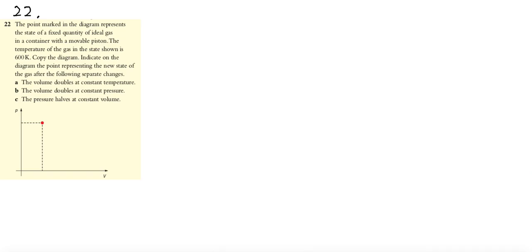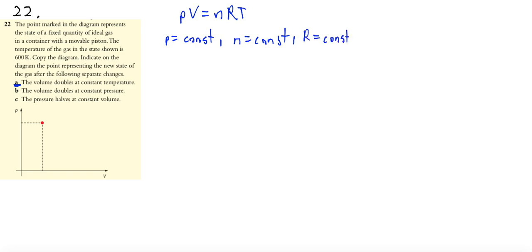The temperature of the gas in the state shown is T. Draw points representing the new state of the gas after the following separate changes. A, by using blue: the temperature doubles at constant volume... Remember, PV equals nRT. So in this case we have the number of moles constant, and of course R is a constant, so the temperature is constant. So if PV equals nRT and we have constant temperature, I wrote pressure, in first it is constant temperature.